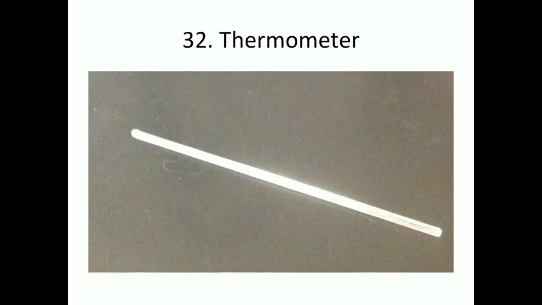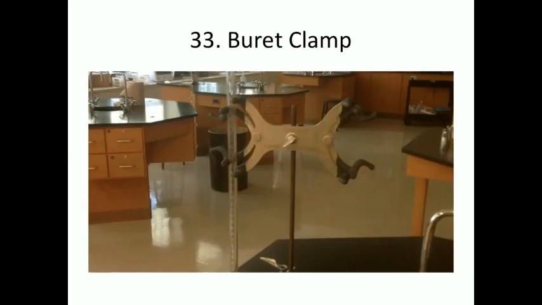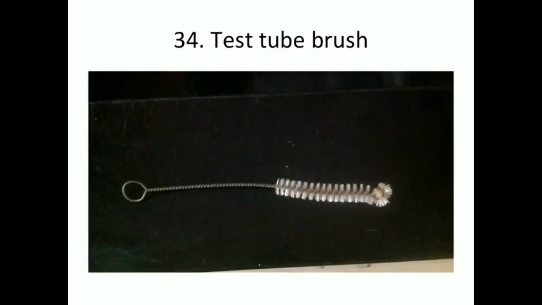It's used to help find the temperature of objects or substances. This is a burette clamp. It helps hold the burette on a ring stand. This is a test tube brush. We use this to clean those test tubes after our reactions are completed.